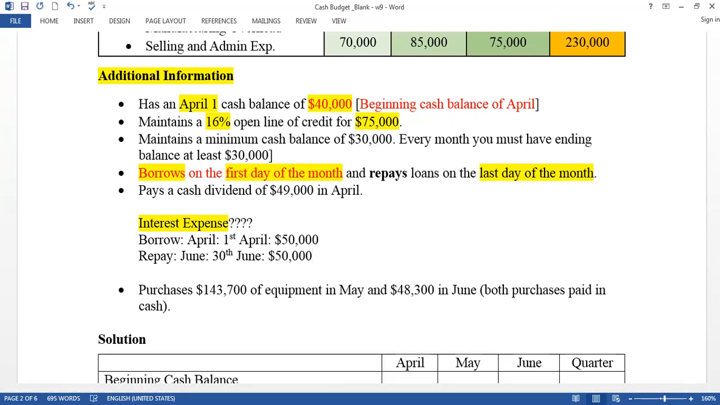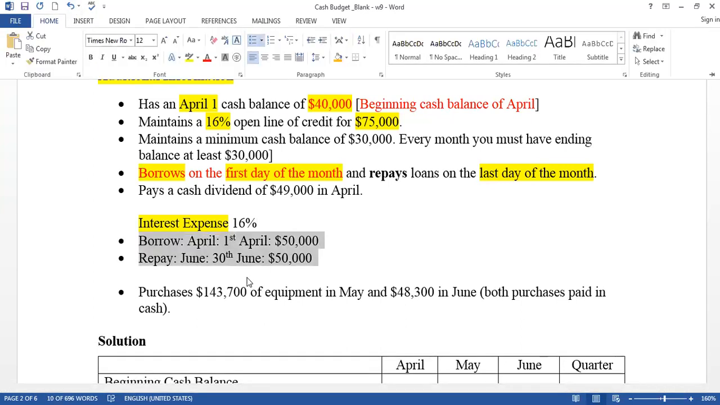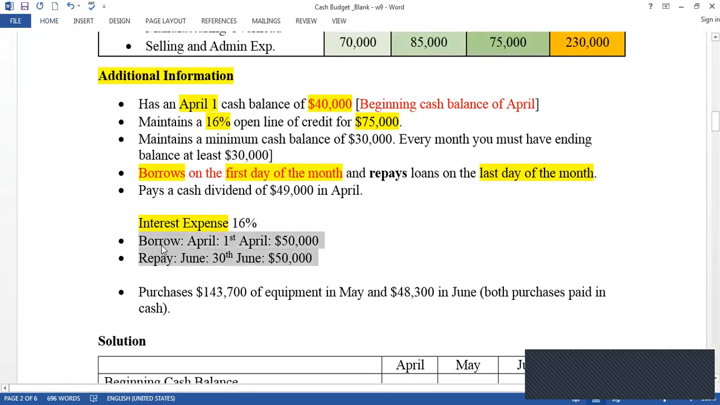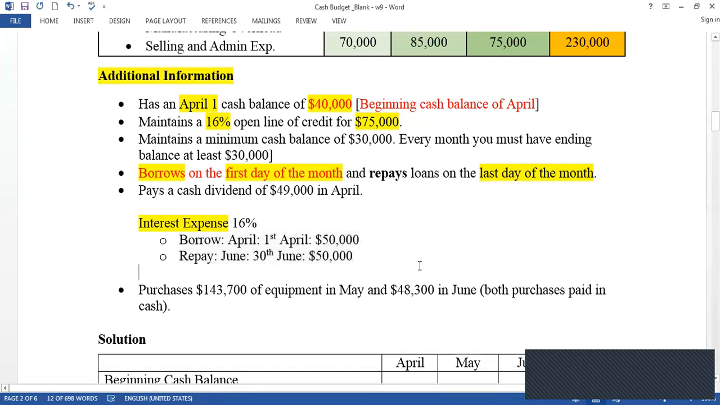Now when we calculate interest expense, we already know the rate. Rate is 16%, right? And the question said that if you borrow money, it should be the 1st of the month. If you repay money, it should be the last day of the month, any month. Okay, so I give you one example. According to the example, we assume that we borrow money in the month of April and we repay money in the month of June.